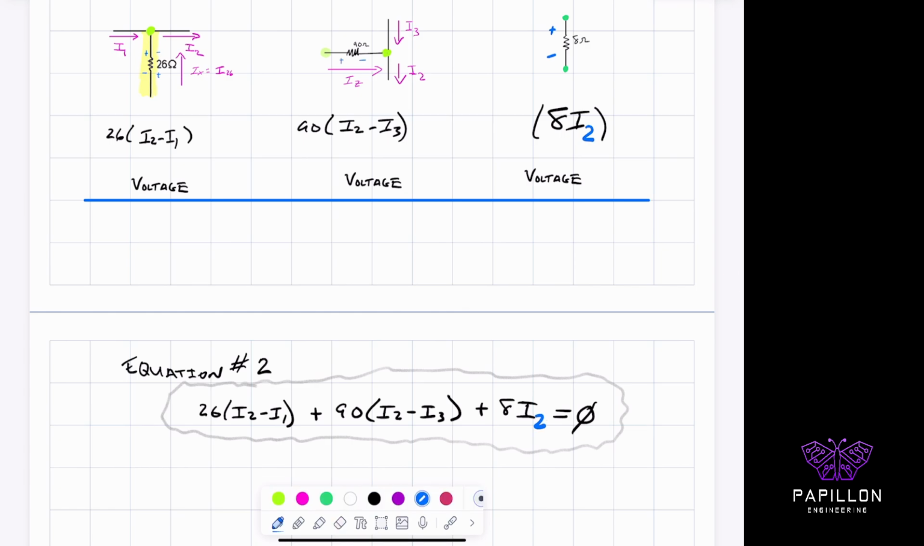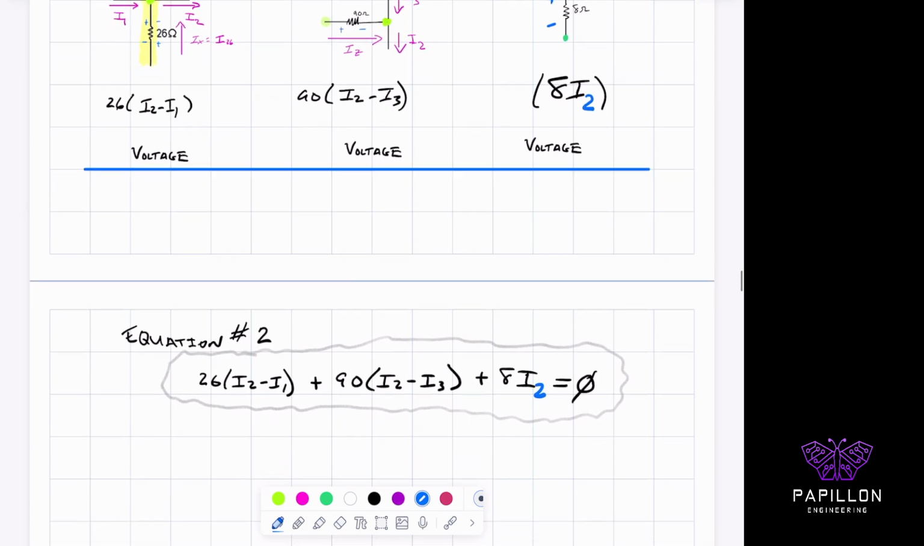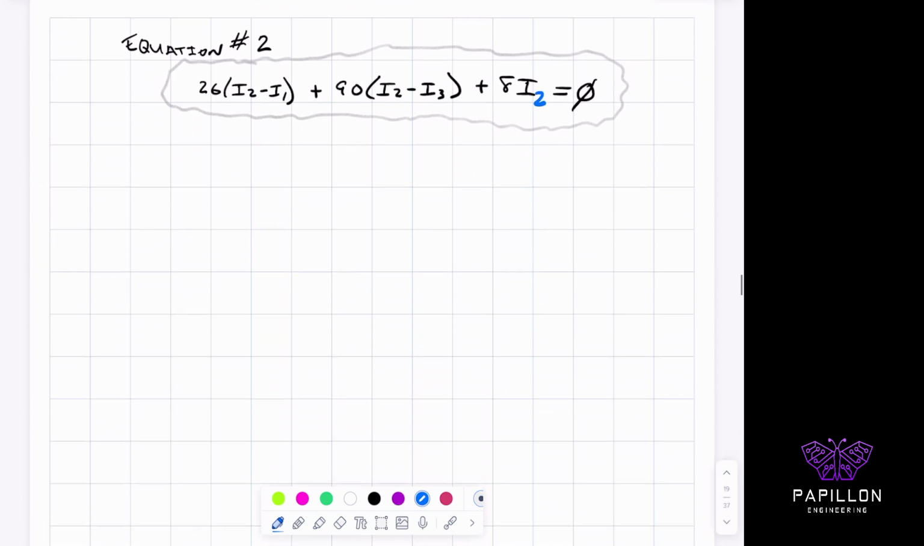So with that said, we can now have our equation number 2 then. It's going to be 26 times I2 minus I1 plus 90 times I2 minus I3 plus 8 I2 equals 0. And we have our KVL done for our second problem. So we're moving along now.